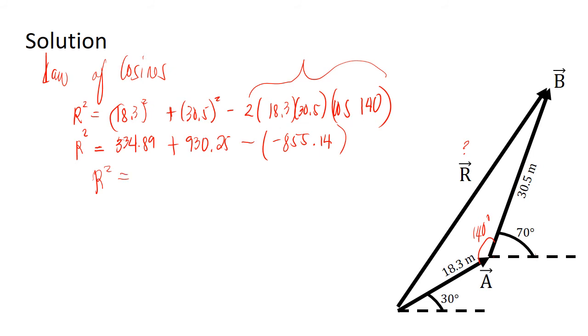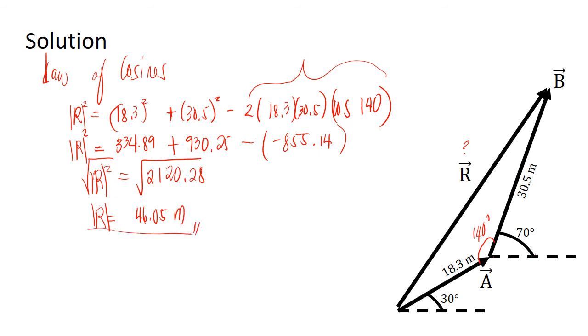Simplifying further, we get r squared equals 2120.28, and we need to take the square root of both sides to get r, the magnitude of r, to be equal to, I'm sorry, I forgot to use the magnitude sign. So the magnitude of vector r is equal to 46.05 meters. We already got the magnitude.